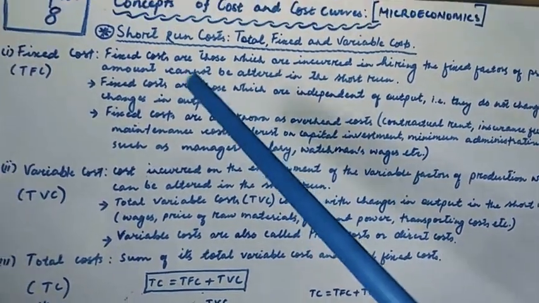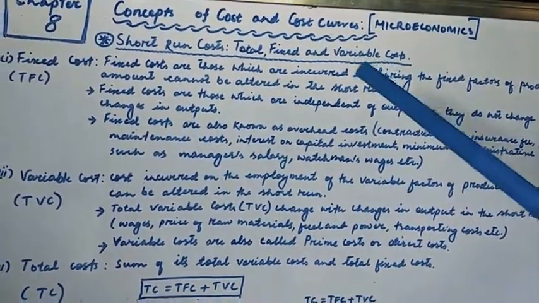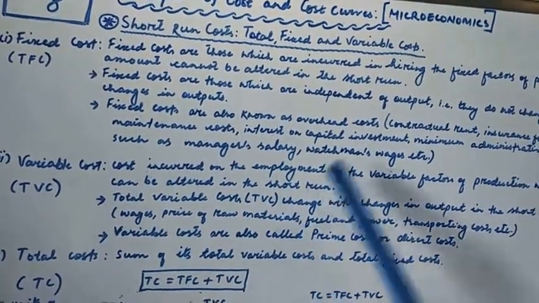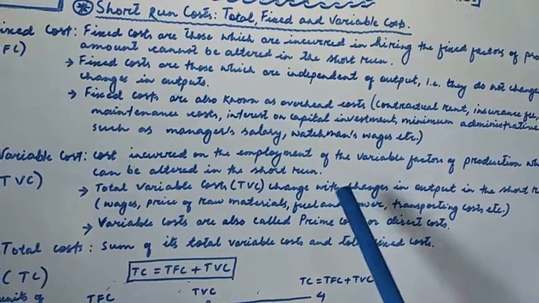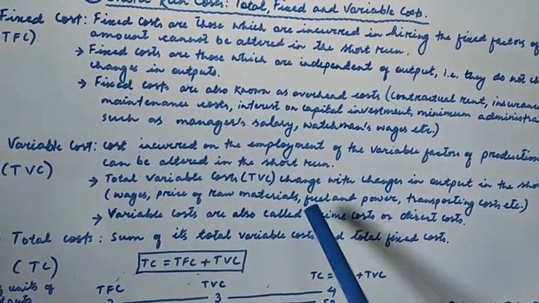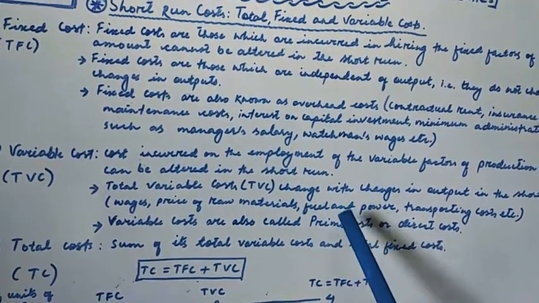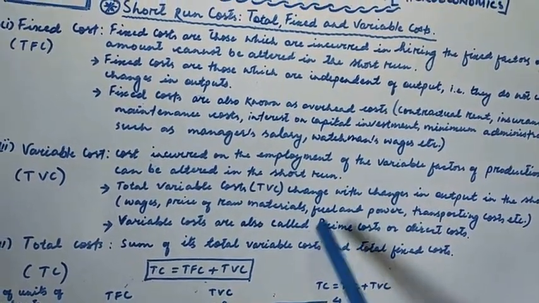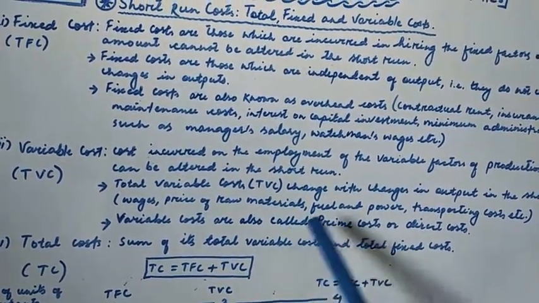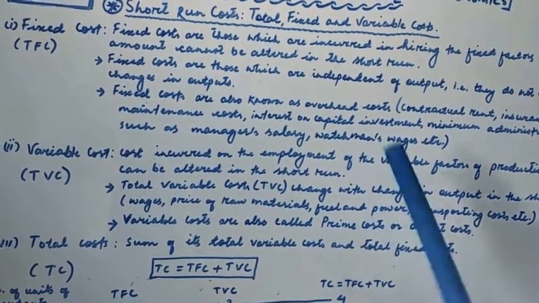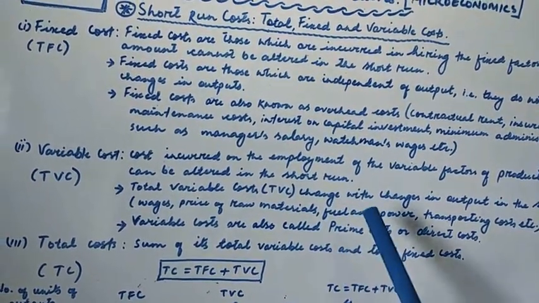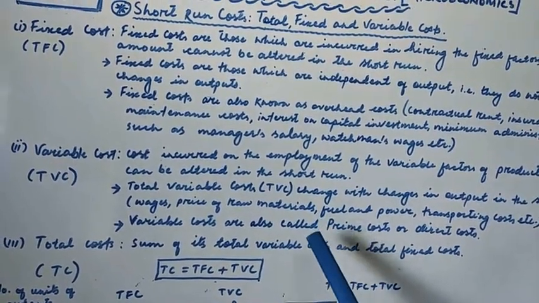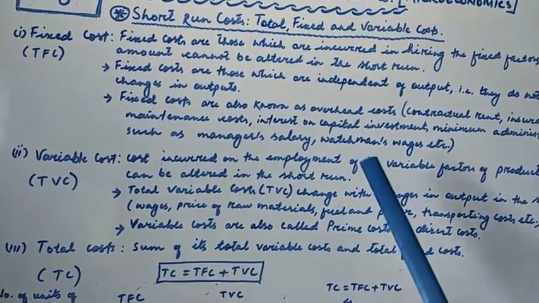We have discussed that fixed costs are independent of output, but variable costs are dependent on output. So the variable cost changes with changes in output in the short run. That is, they increase or decrease when output rises or falls. So according to the output, this variable cost changes. If output rises, then variable costs also increase.